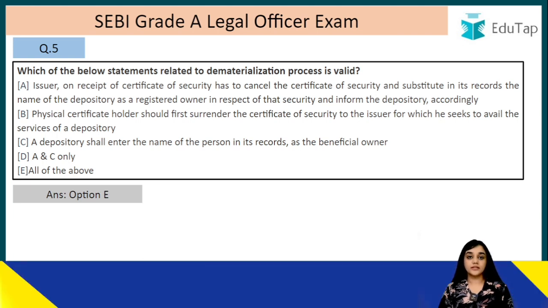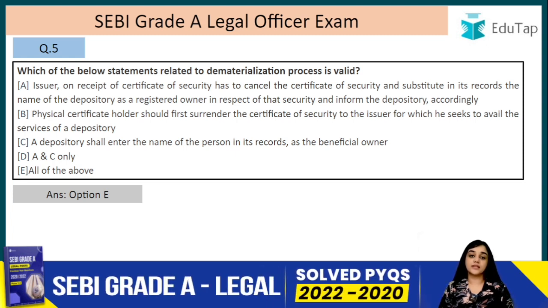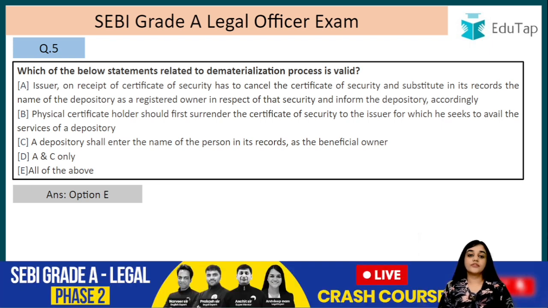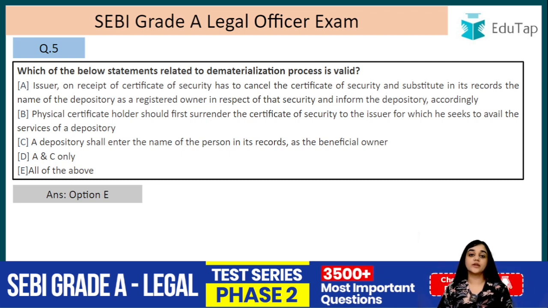Before reading the explanation, you should know what dematerialization is. Dematerialization is just the process whereby physical shares are converted into electronic form, right? So when your securities, not just shares, are converted from physical form into electronic form, it is known as dematerialization, and where they are kept is known as a demat account.